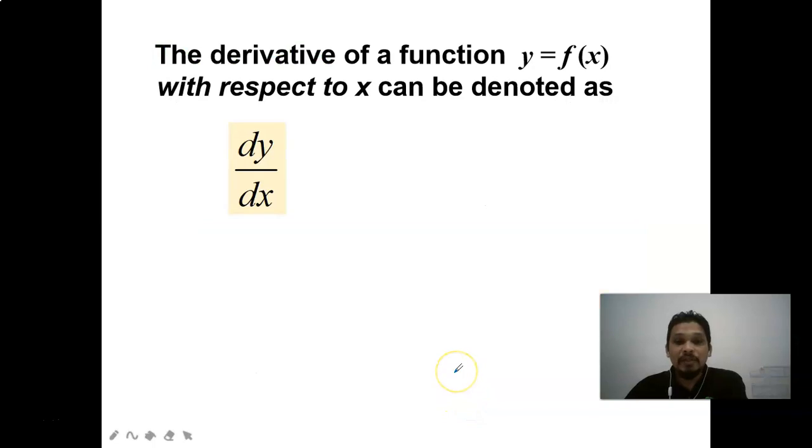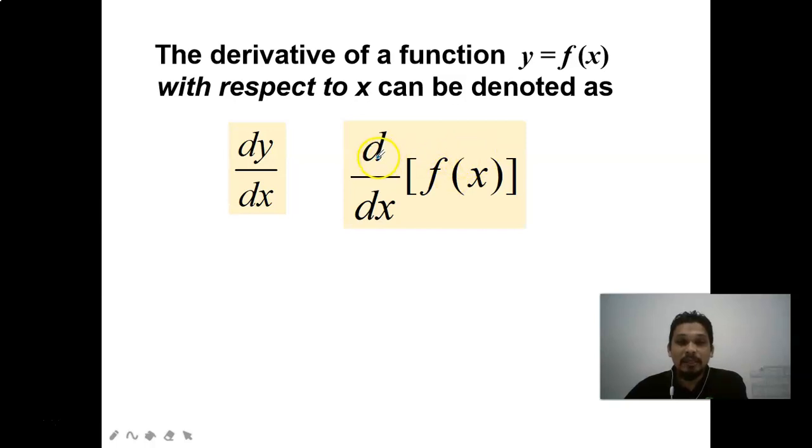So, the derivative of a function y equal to f(x) with respect to x can be denoted as the derivative of f(x) with respect to x, then y prime, or dy/dx, d f(x)/dx, or y prime, or f prime. So these are all different formats of writing the derivative of the function y equal to f(x), but they all give the same meaning.